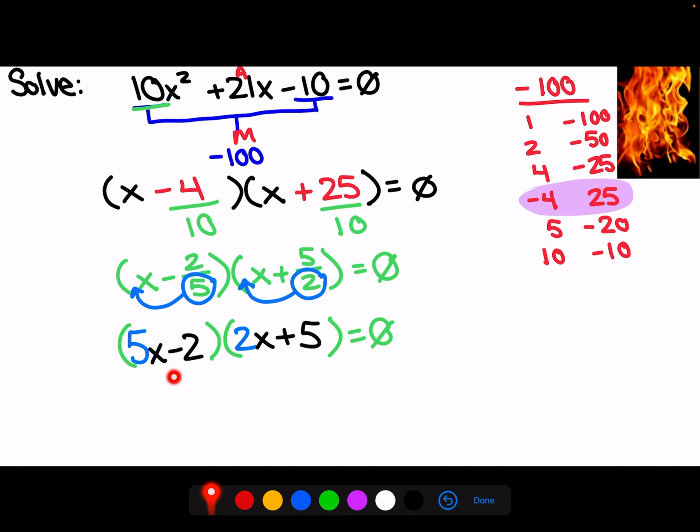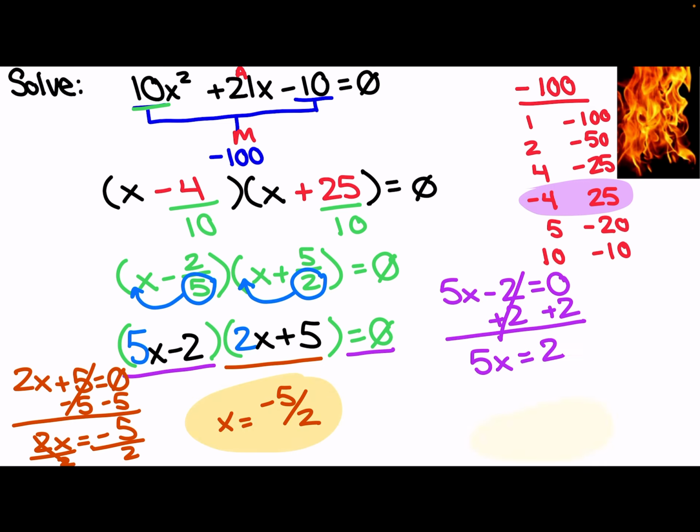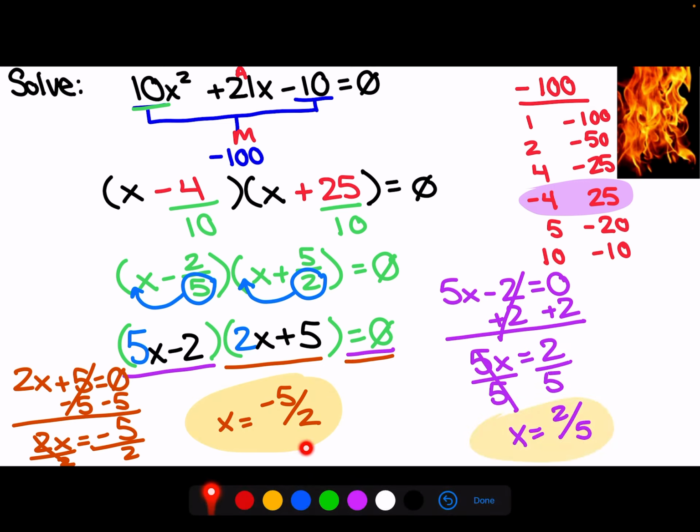At this point, each parentheses gets its own equation. So I have 5x minus 2 equals 0, and 2x plus 5 equals 0. Those are our two equations. Solving for x, we get x equals negative 5/2 and x equals 2/5. Again, you can notice that these are just opposite values of whatever's inside our double bubbles up here. That's why you can solve right away if you are solving. If you need to factor, though, you would need to factor down to this first. So just keep that in mind as you go through. And again, these are our two answers. x is equal to negative 5/2 and x is equal to 2/5.